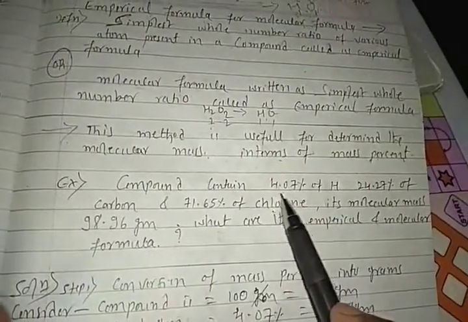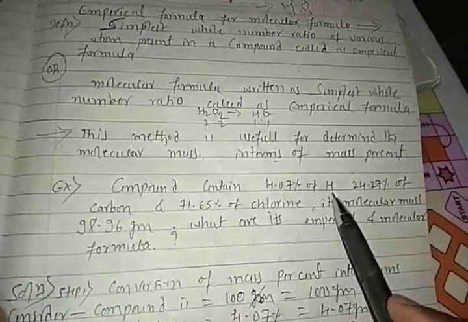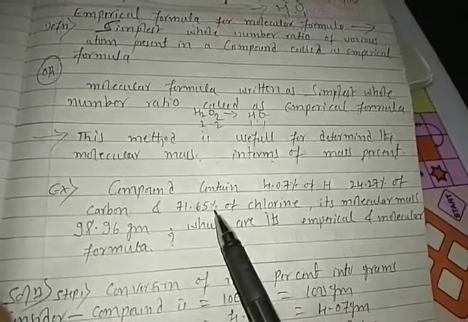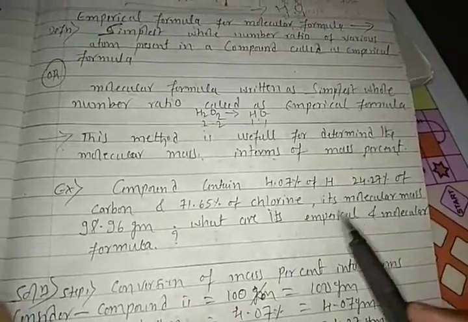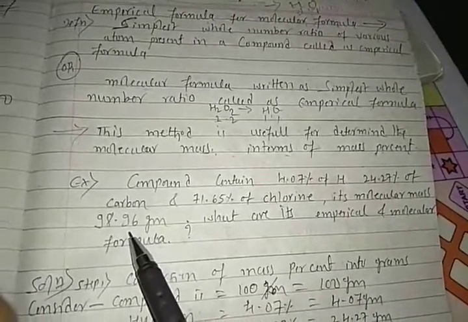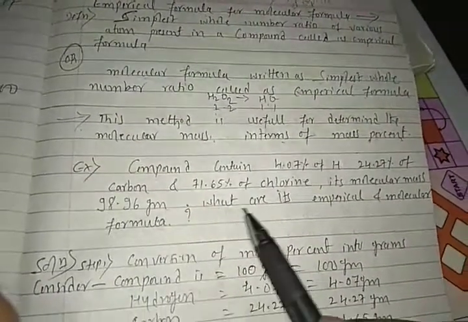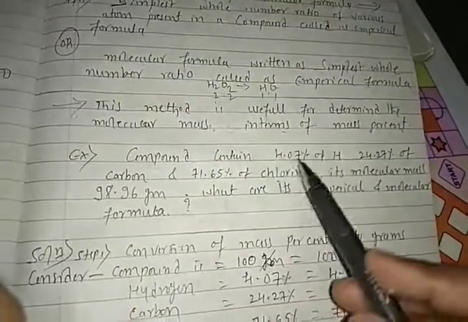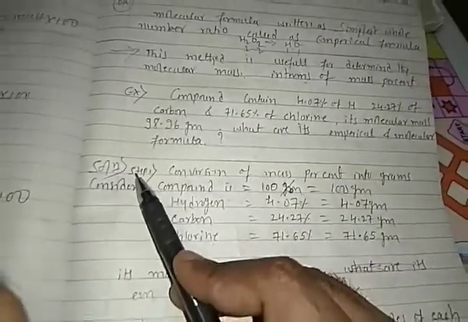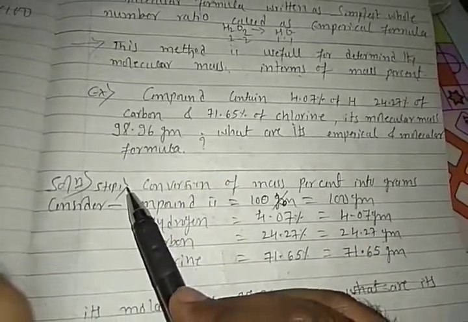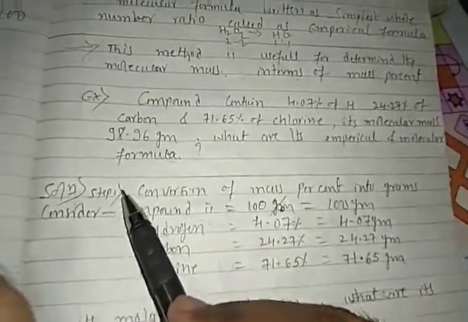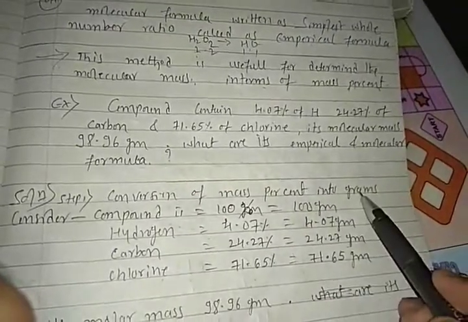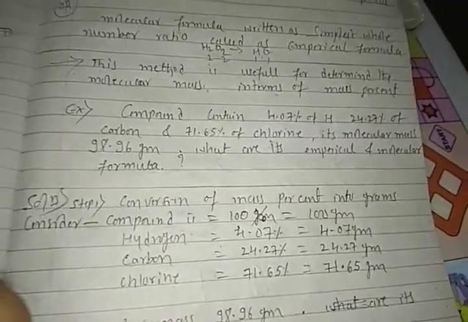A compound contains 4.07% of hydrogen, 24.27% of carbon, 71.65% of chlorine. Its molecular mass is 98.96 gram. What are its empirical and molecular formula? So, solution, students. Here 5 steps are there. Step 1, conversion of mass percent into gram.